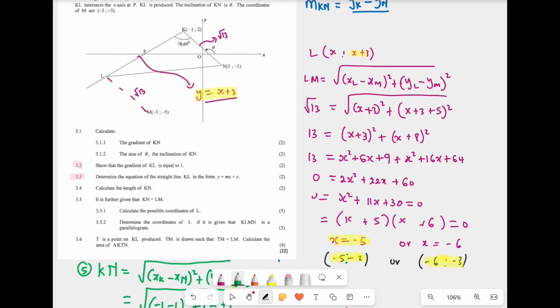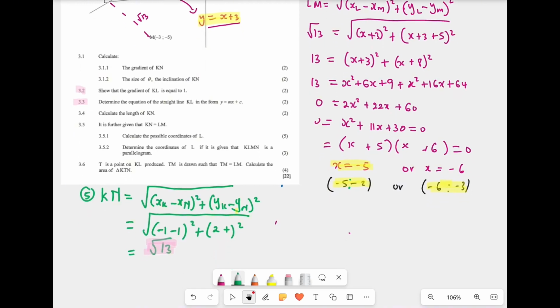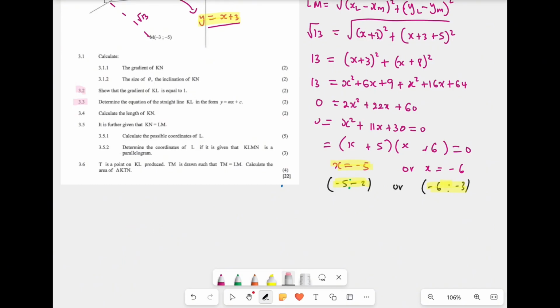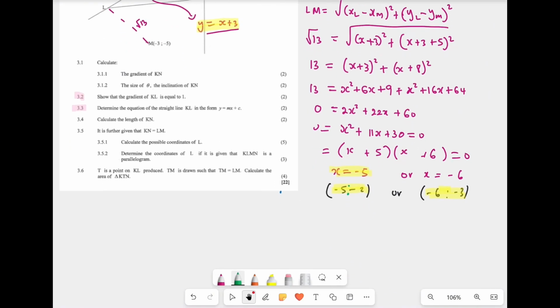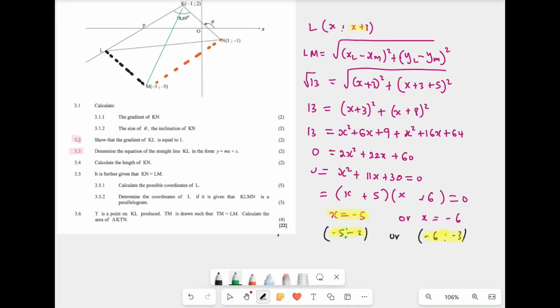Okay. Now, let me check the question that follows. Three point 5.2, it is our number, I think. Now the next question is: calculate the coordinate of L if it is given that KLMN is a parallelogram.